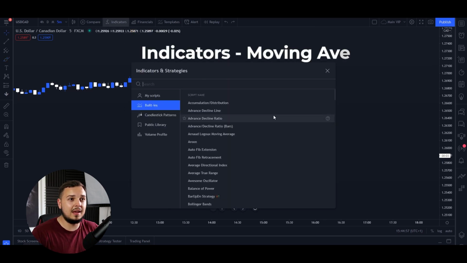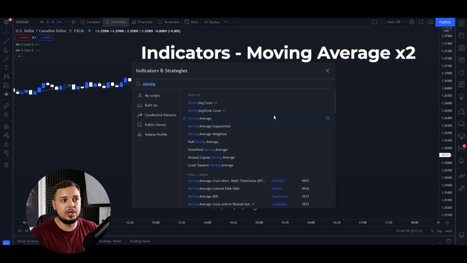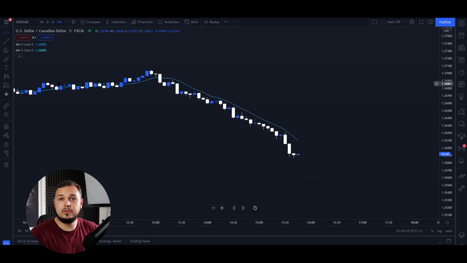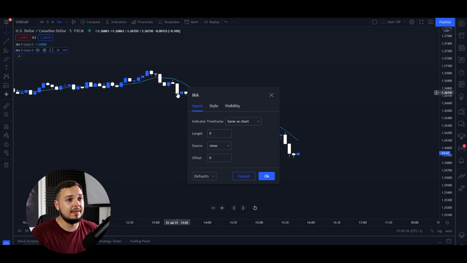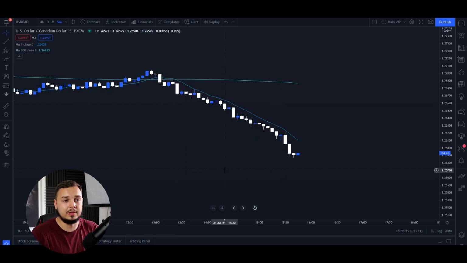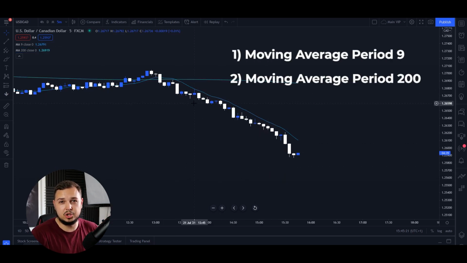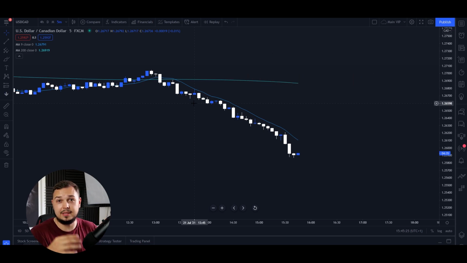Now go inside the indicators tab, type in moving average, double click on it and exit the tab. Once you do that, leave one of the moving averages at the 9 setting and for the second one, use a length of 200. This is a great moving average trading strategy. I can guarantee it, you will love it when you're day trading the Forex markets.